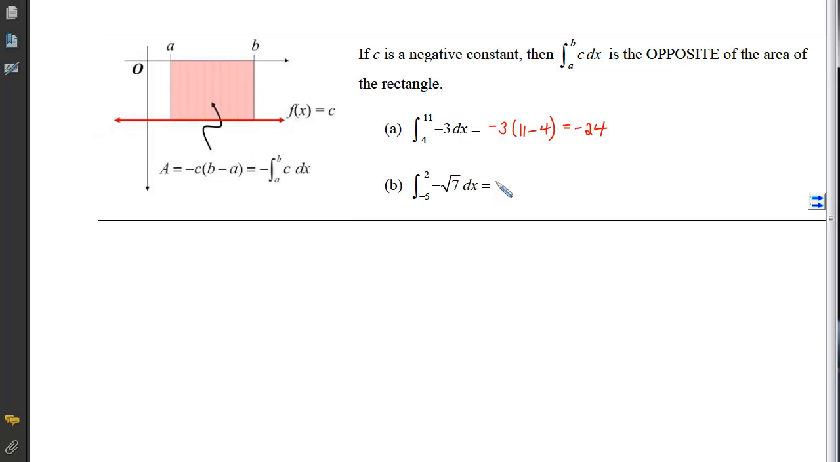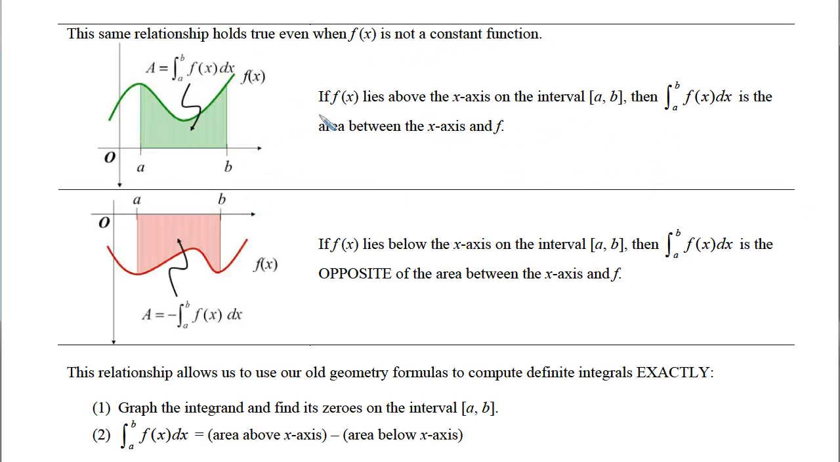If we look at b, same thing. We will have the constant times the width of the interval, which is 2 minus negative 5. We end up with negative 7 root 7. This relationship between the integral and areas is going to hold true even when f is not a constant function.